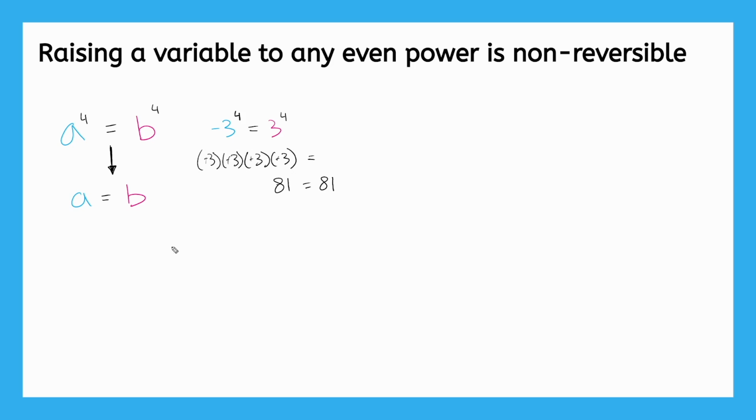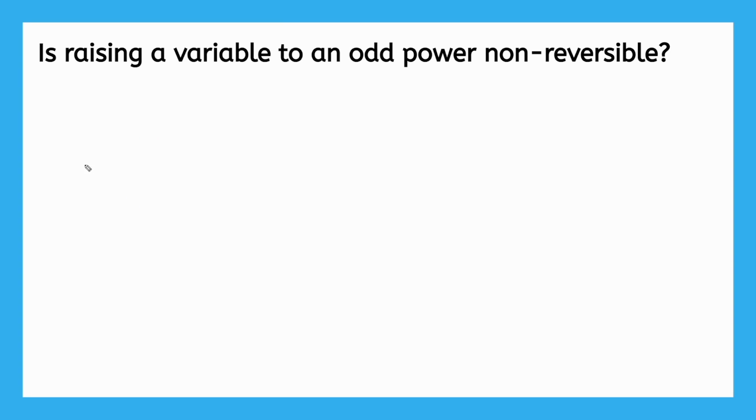And the same is really true for any even power. So if we take it to the 6th power or the 8th power, we're always going to lose this information about our sign. So what about raising to an odd power? Is that reversible? Well, yes, actually it is reversible because we don't lose this information about the sign. So just to give you a quick example, if we're given that a cubed is equal to b cubed, we can always reverse this and know that a is equal to b.